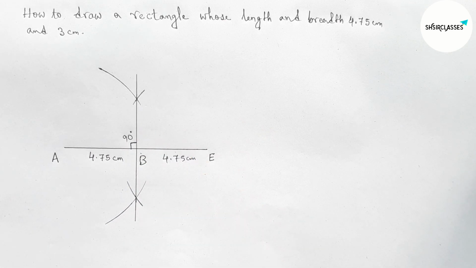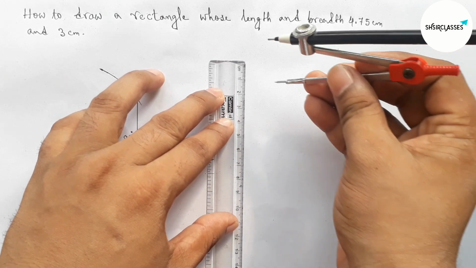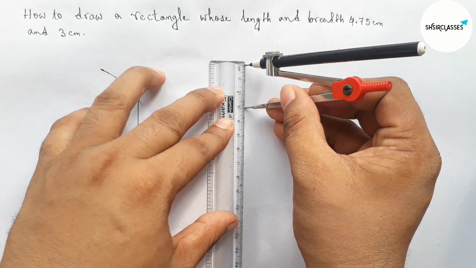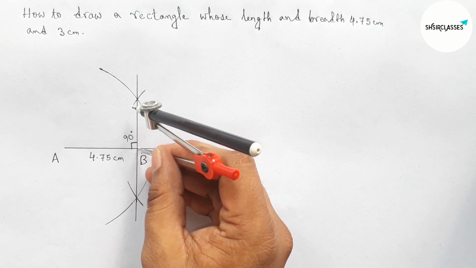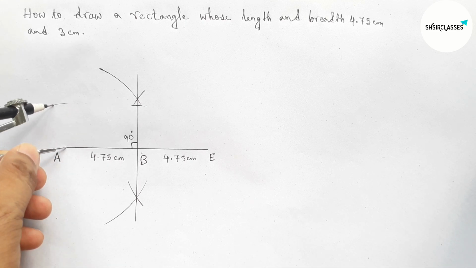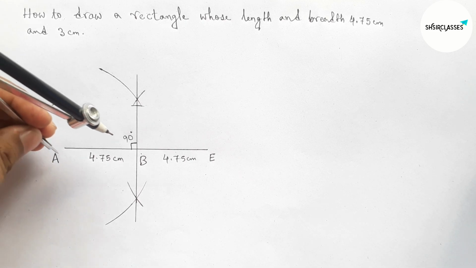Now taking 3 centimeter length with the help of a scale and compass. So here this is a 3 centimeter length. Now putting the compass on the point B and cutting the perpendicular line here. Now putting the compass on the point A and drawing an arc here.